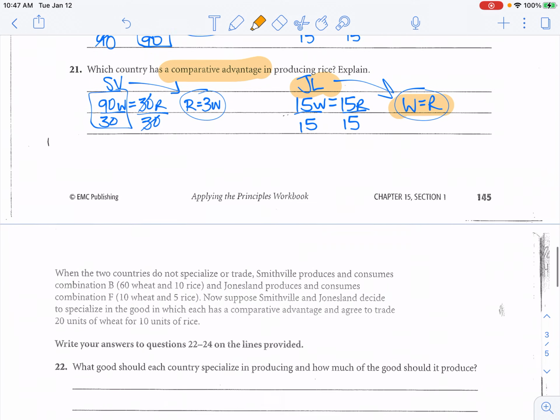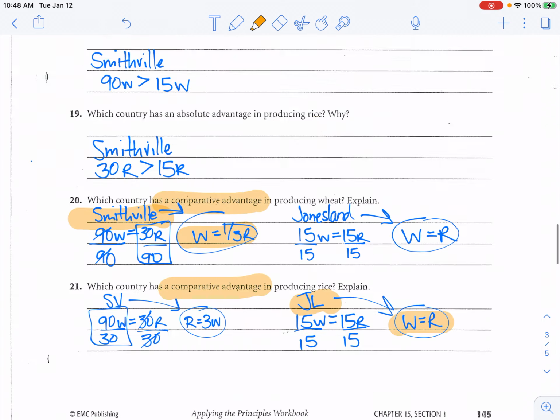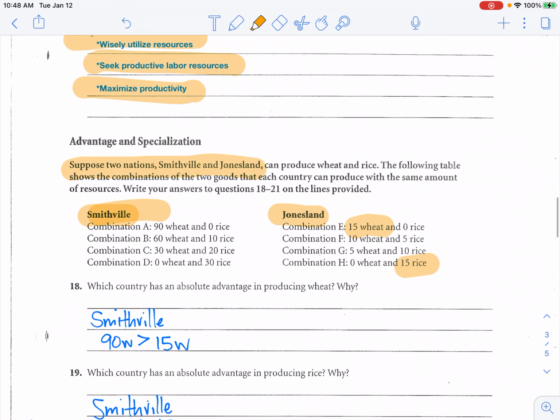So now we're presented a scenario to show that specializing and trading is going to work better for these countries than if they try to do things on their own. So let's assume that they're producing a little bit of both for each other. Smithville is producing combination B, and they just got that from up on this chart up here. They're using B. Right.